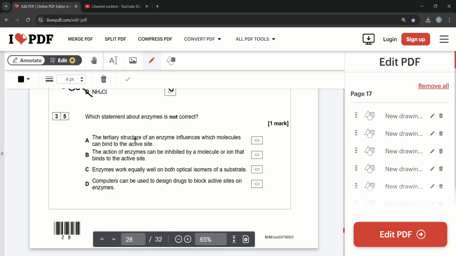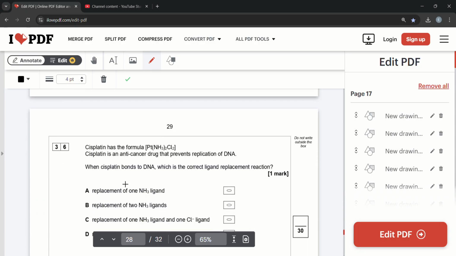Which statement about enzyme is false? Not correct, false. The tertiary structure of enzyme influences which molecules combine to the active site. That is true, definitely true. The action of enzymes can be inhibited by a molecule or ion that binds to the active site. Yes, inhibitors. Enzymes work equally well on both optical isomers of a substrate. That is false. And D, computers can be used to design drugs to block active sites and enzymes. That is true. That is literally in the specification, about computers being used to design drugs to block active sites and enzymes.